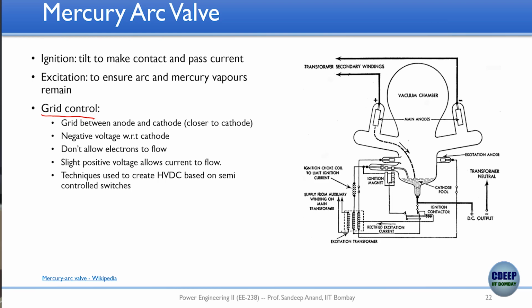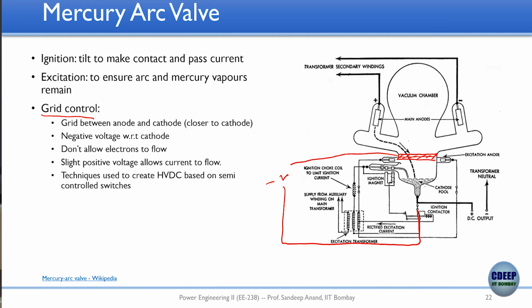So what was happening is there was this thing called grid control. This grid does not mean the power grid, right? This grid means grid or a mesh. So what this grid control did, which is not there in this picture, is hypothetically you assume that you insert a grid of metal somewhere here, and you provide a negative charge with respect to the cathode. Okay. Now what will happen?